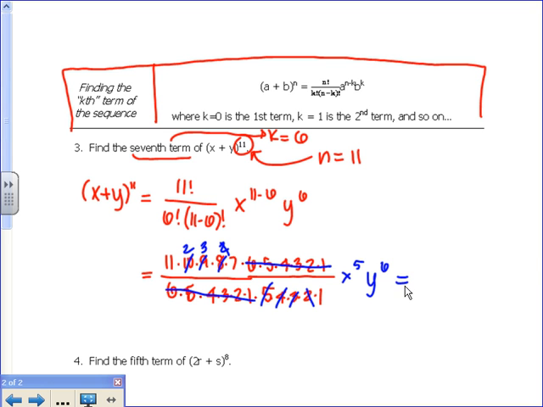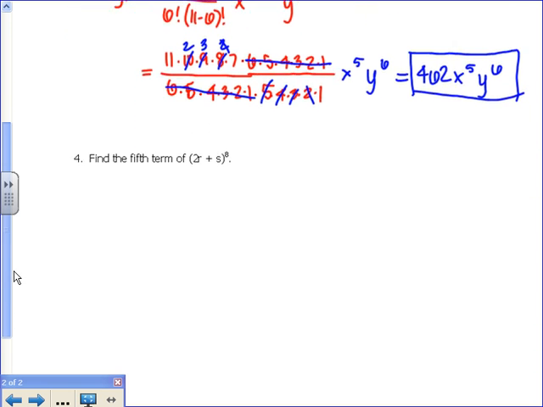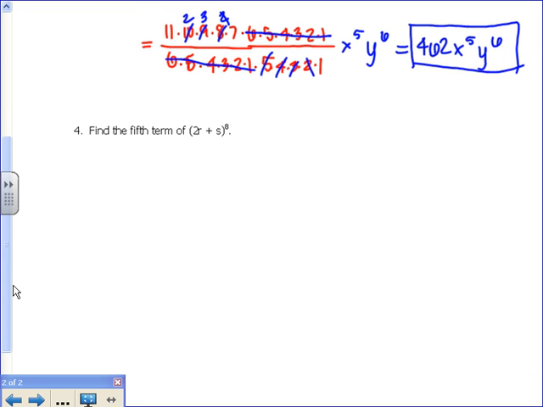Okay, cleaning this up a little bit further by just multiplying what we have left. 11 times 2 times 3 times 7 is going to give me 462, x to the 5th, y to the 6th. And that is my 7th term of the sequence. So pretty cool. Instead of doing all of that work with Pascal's triangle, you can use those factorials in that formula up above. Let's try one more.